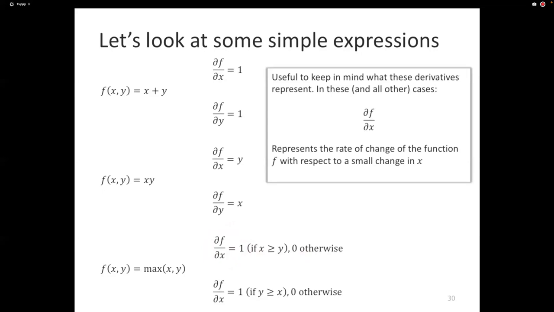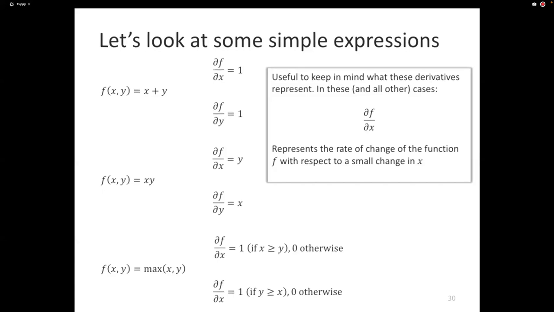Because we're talking about optimization and optimizers, in all cases, what this represents is the rate of change of a function f if there's a small change in the value of that particular x. We're not going to use this directly, but this is what motivates the use of the partial derivative and the gradient in general to take gradient steps.